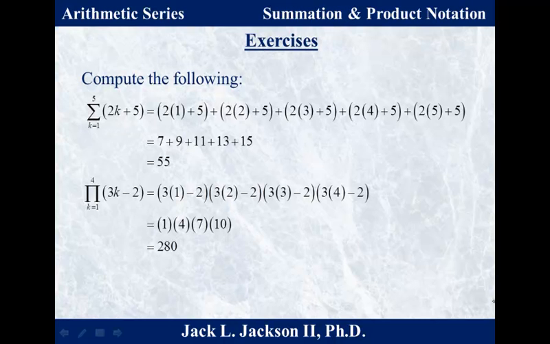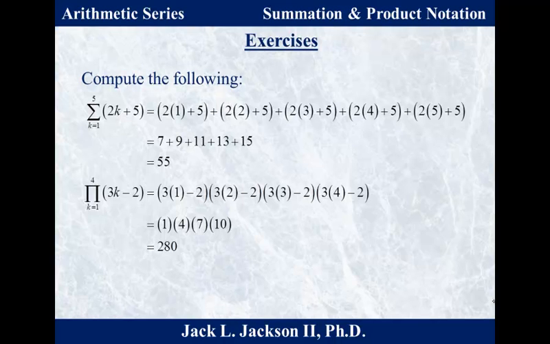So, of course, what we do is plug in k equals 1 into the formula. In the first example, we get 2 times 1 plus 5 reduces to 7. Then we plug in k equals 2. 2 times 2 plus 5 reduces to 9. And so forth all the way up to 2 times 5 plus 5 is 15.